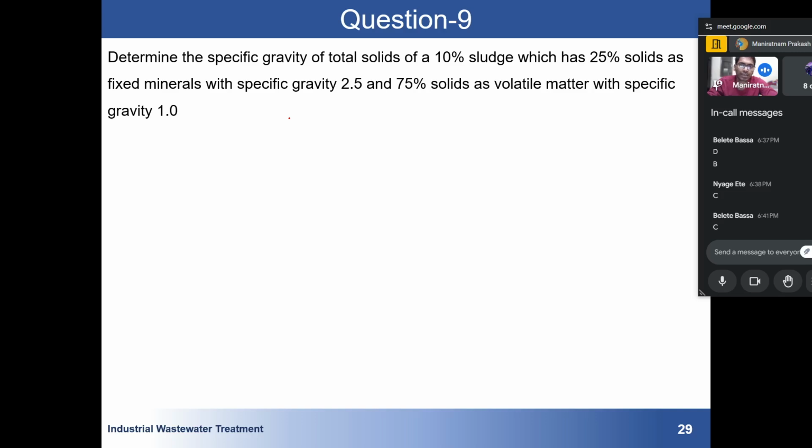Solve this question. Determine the specific gravity of total solid of 10% sludge, which has 20% solid as fixed minerals with a specific gravity of 2.5, and 75% solid as volatile matter with a specific gravity of 1.